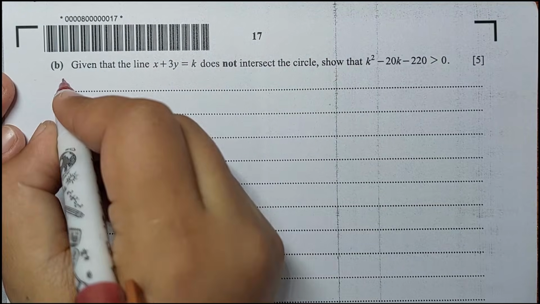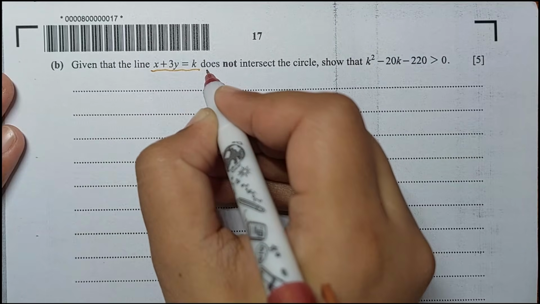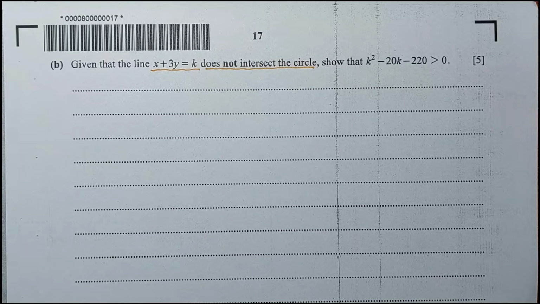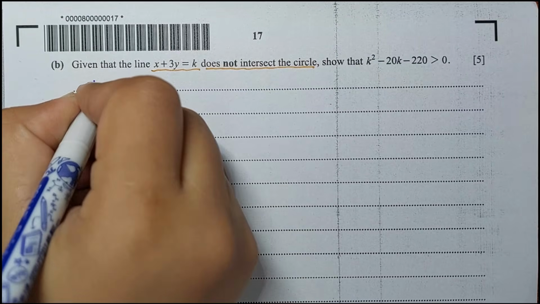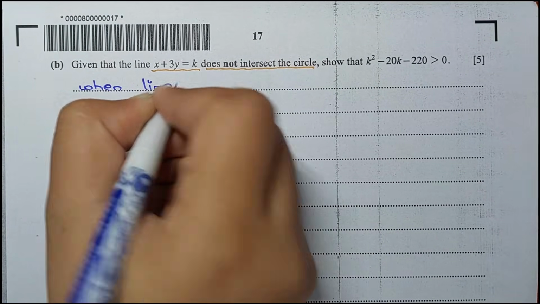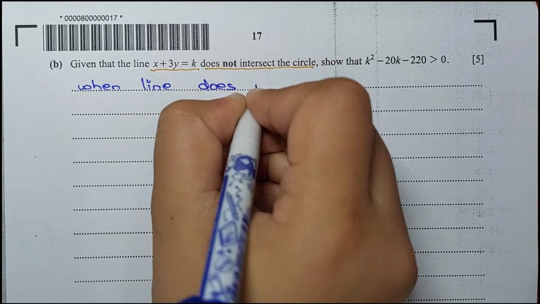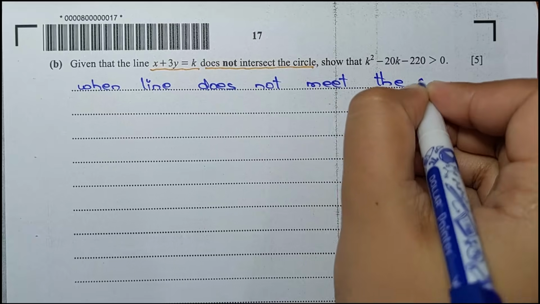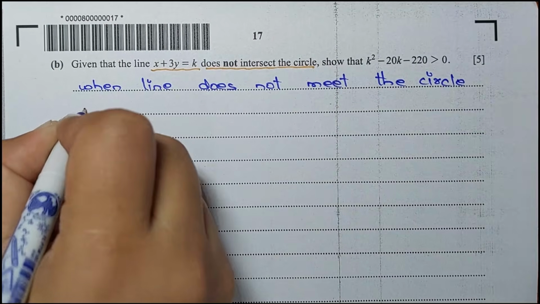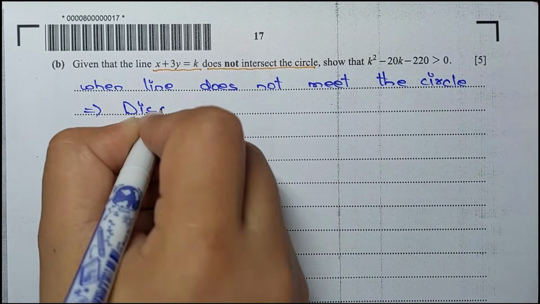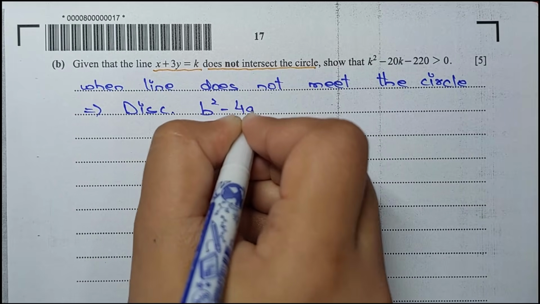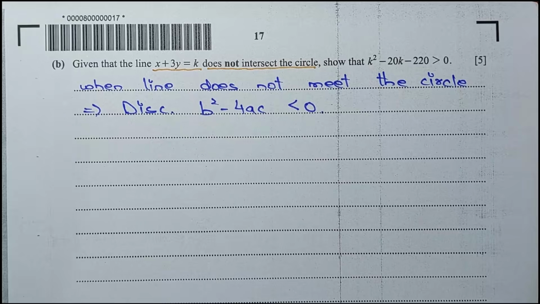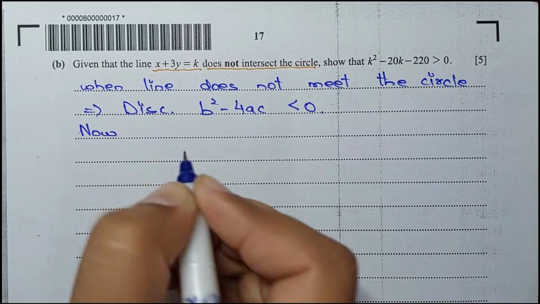Now for part B, given that the line does not intersect the circle, show that when the line does not meet the circle, this implies the discriminant, which is b square minus 4ac, should be less than 0. It's negative. Okay.